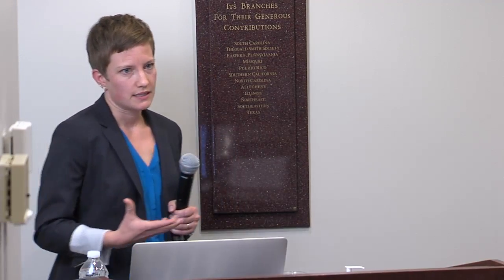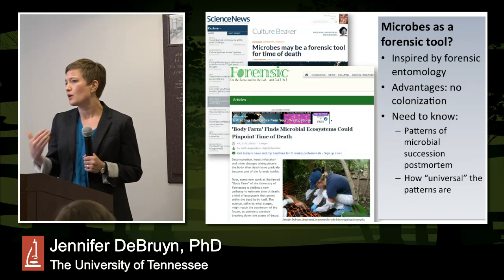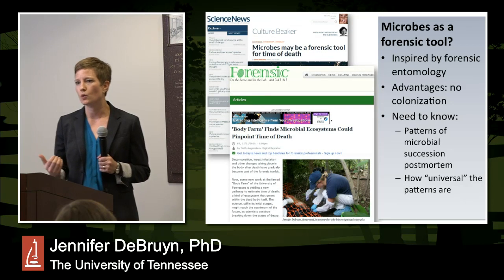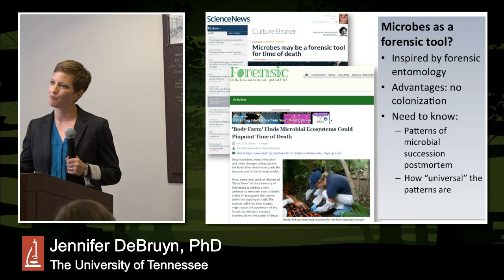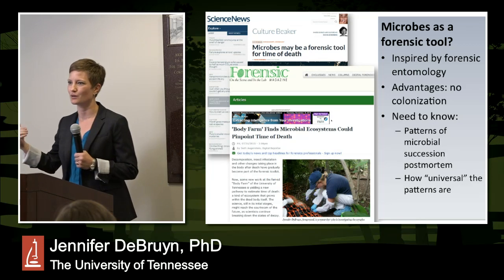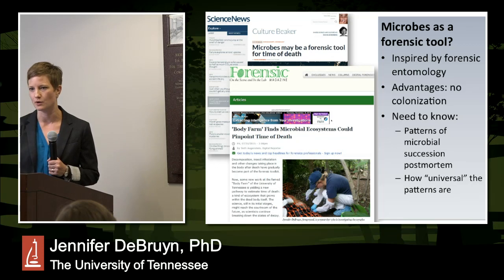But in order for this to be successful, we really need to have developed a database of robust patterns of microbial succession. And we need to know how universal these patterns are. So are the patterns that I'm observing in East Tennessee the same patterns that people are seeing in Texas or Alaska or Hawaii or anywhere else?